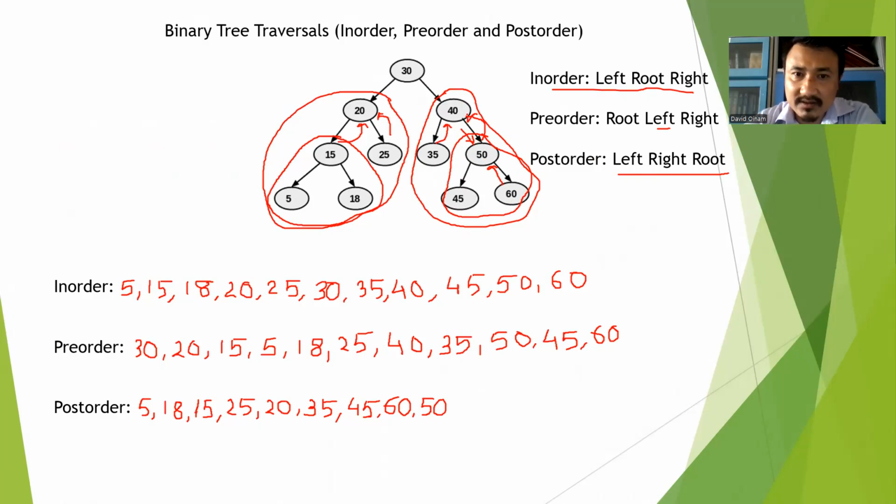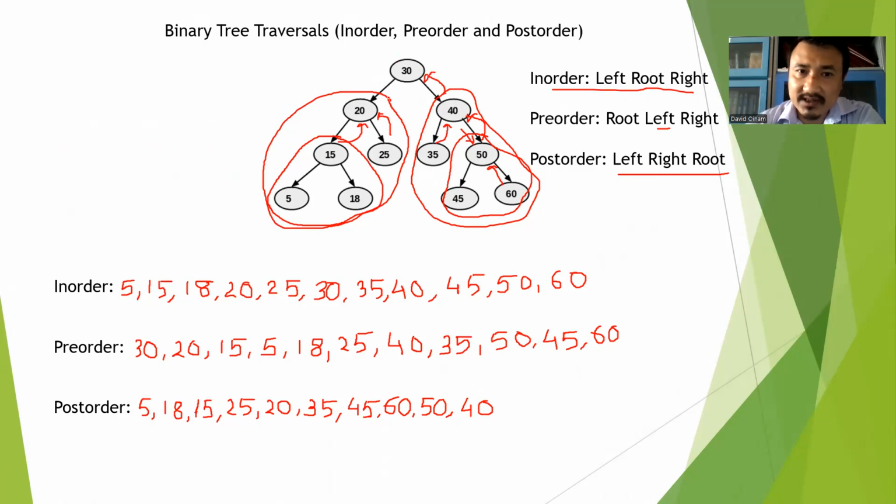So for this node 40, the left part is 35. This is already traversed, completed here. On the right side, all the nodes are completed. We have traversed all the nodes. So left part completed, right part completed, then remaining is root. You have to write 40 here. So from 40, you have to again backtrack to the root node 30.